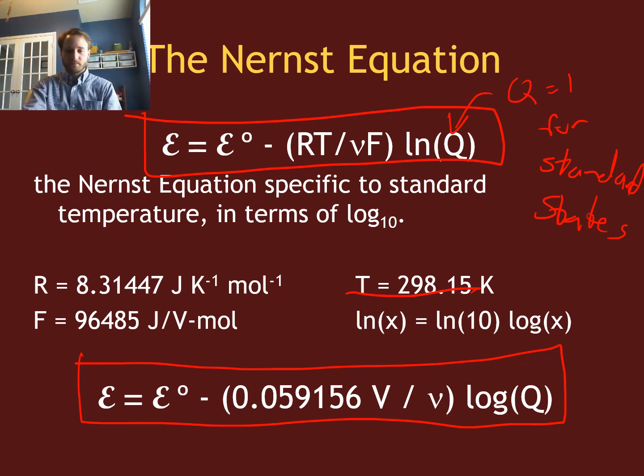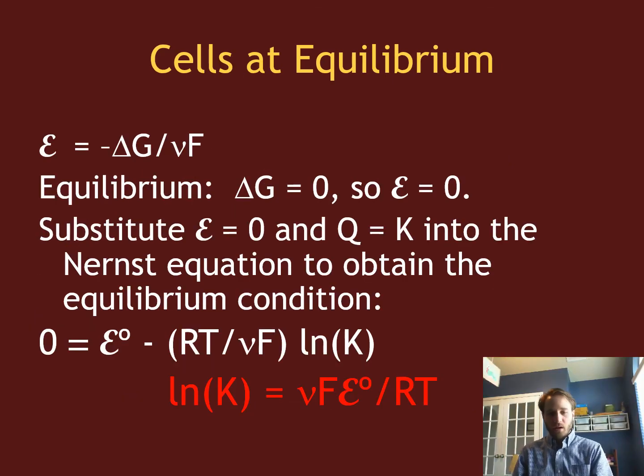And then finally, relating the cell potential with the equilibrium constant. Again, we have the Nernst equation. At equilibrium, the cell potential is equal to 0 and Q equals K. So we have this relationship, which simplifies down to the natural log of K being equal to νFE° divided by RT.